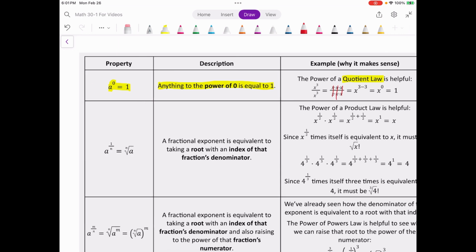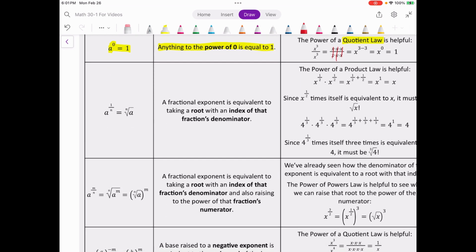Okay? All right. a to the power of 1 over n, these are our fractional exponents, is just the nth root of a. So any number to a power of 1 over n is just the nth root of a. So a fractional exponent is equivalent to taking a root with an index of that fraction's denominator, right?